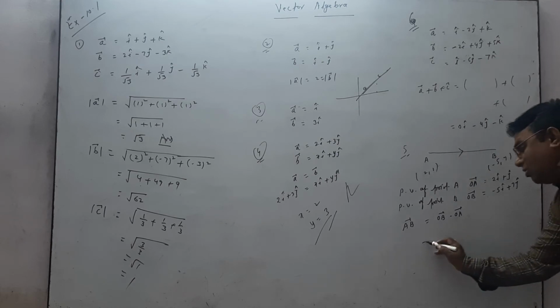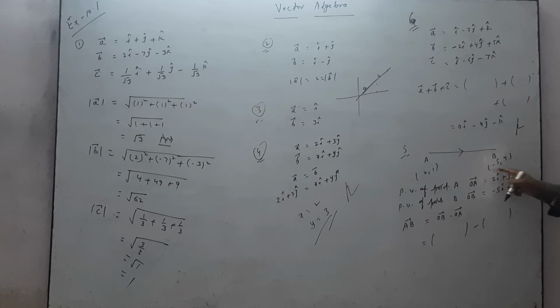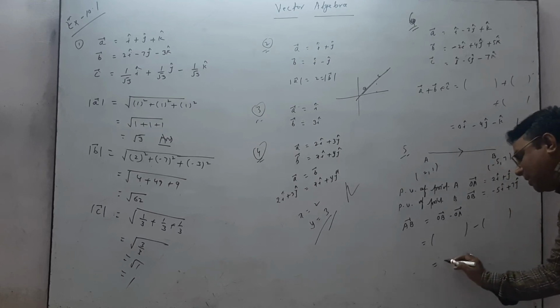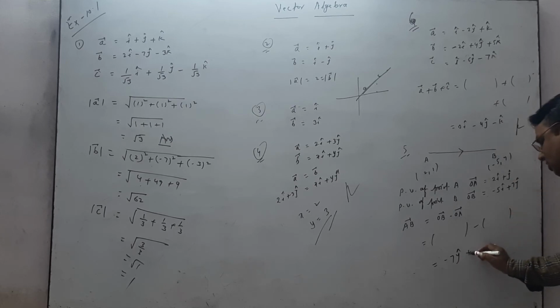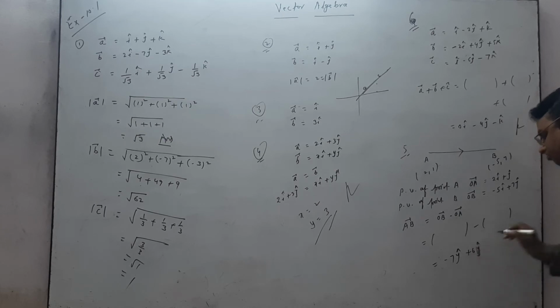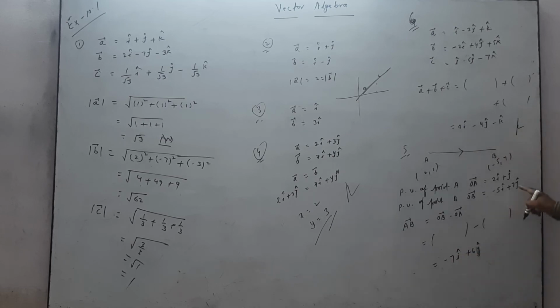So what are OB and OA? OB is given and OA is given. Minus 5 minus 2, that is minus 7i cap. Same, 7j minus j, that is 6j cap. Right? So this is the value of minus 5 minus 2, that is minus 7i cap, and 7 minus 1, that is plus 6j cap. So this is the vector AB.